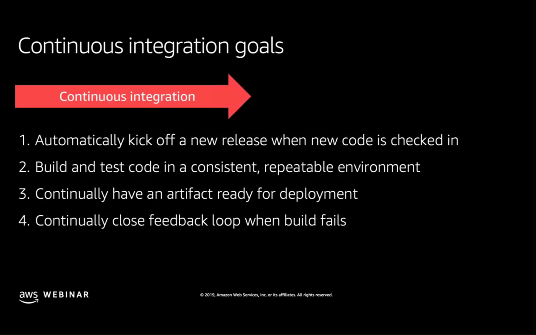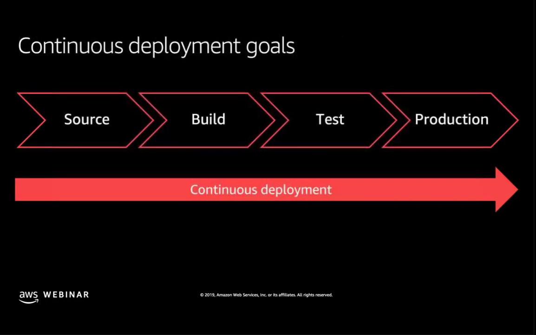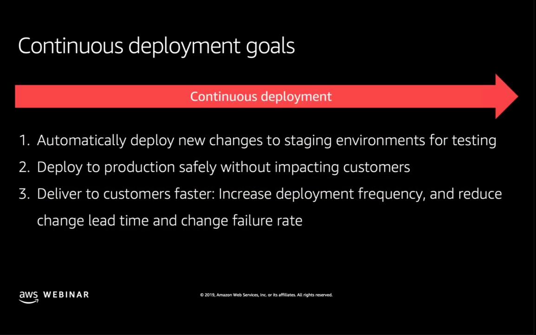So that's continuous integration. Let's talk about continuous deployment now. Again, continuous deployment basically allows you to deploy new changes to a staging environment for testing. You can then have a manual gate. Once somebody goes in, looks at the staging environment, and declares that it's okay, you can then deploy to production safely without causing downtime or any kind of negative impact for your customers. You can then deliver your code to your customers faster, increase deployment frequency, and reduce lead time and change failure rate. Those are all good things.